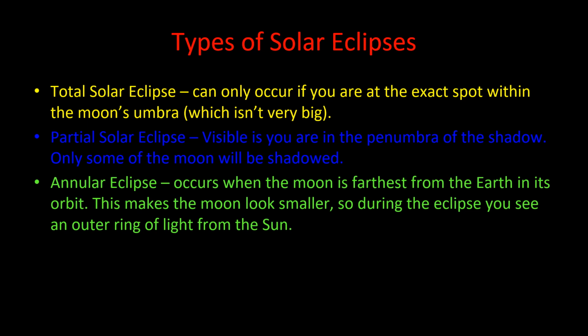if you are in the penumbra of the shadow. Only some of the sun will be shadowed or shaded. And the annular eclipse occurs when the moon is furthest from the Earth in its orbit. This makes the moon look smaller. So during the eclipse, you see an outer ring of light from the sun.